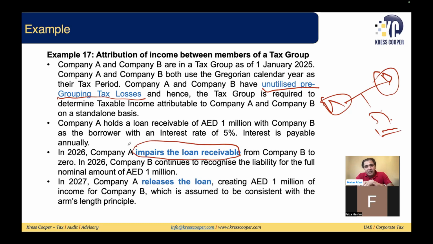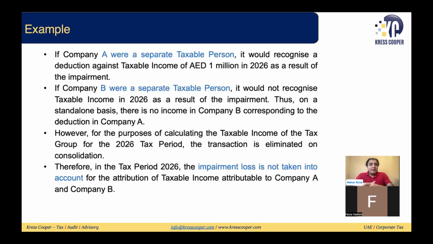So this is an example. Now we need to apply whatever we discussed earlier. Company A was a separate taxable person. B was a separate taxable person. Both were part of the tax group. Once both were part of the tax group, there were pre-grouping losses. We need to assess the individual member taxable income. The loan is being impaired by A to B. The loan receivable is being impaired. It will not have any corresponding impact on B, so it will not require any adjustment. You can go through the wording.